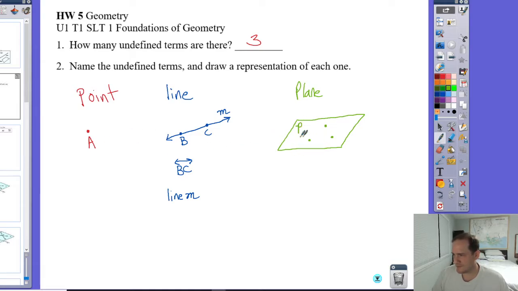So what do we got? A, B, C. This would have to be D, E, F. So if you name the plane by the 3 points, then you write the word plane, and they're all points, so they're all uppercase, D, E, F. So that's one name. The other way to name it is write the word plane and then use that single uppercase cursive letter. So plane D, E, F, or plane P. So there's all the undefined terms named and drawn.